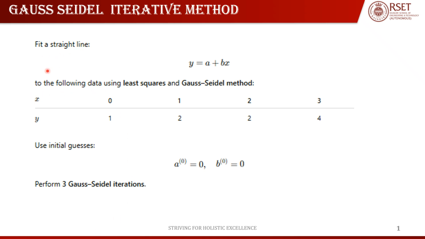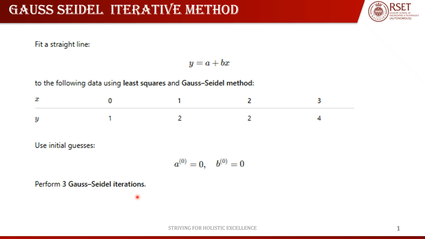Welcome to today's session. You have the Gauss-Seidel iterative method in this session. So we'll just go to the problem directly. Suppose you are given a question to fit a straight line y equals a plus bx to the following data using the least squares and Gauss-Seidel method. The initial guess is a equals 0, b equals 0. You'll have to perform 3 Gauss-Seidel iterations.